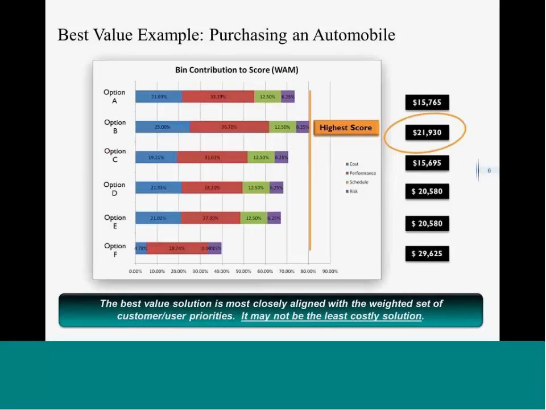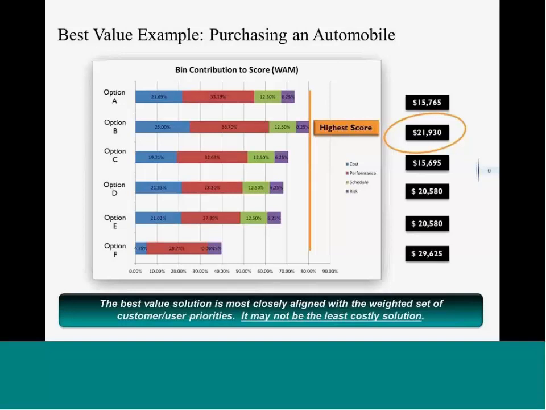Now, having defined the weights that are important to us in our automobile purchase, we can optimize that solution by finding the option which is best aligned with our priorities. And here we see 6 automobiles listed as options A through F. And through our analysis, we find that of these 6 alternatives, option B receives the highest score.